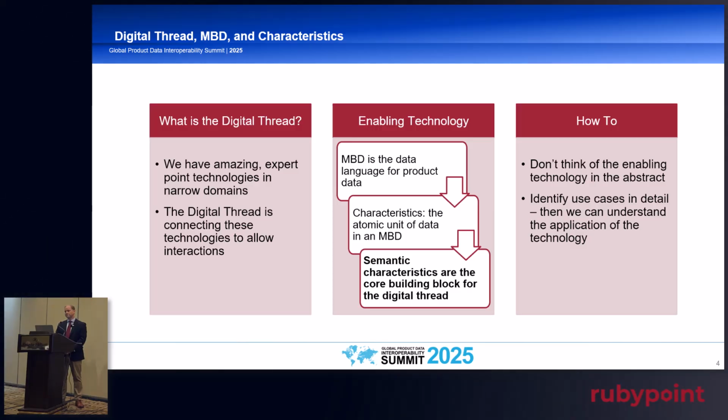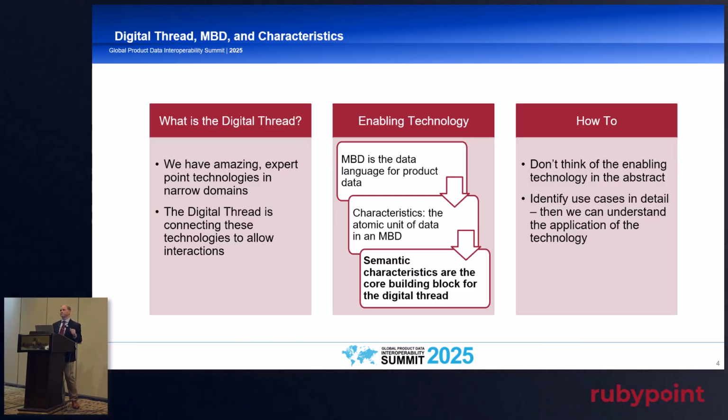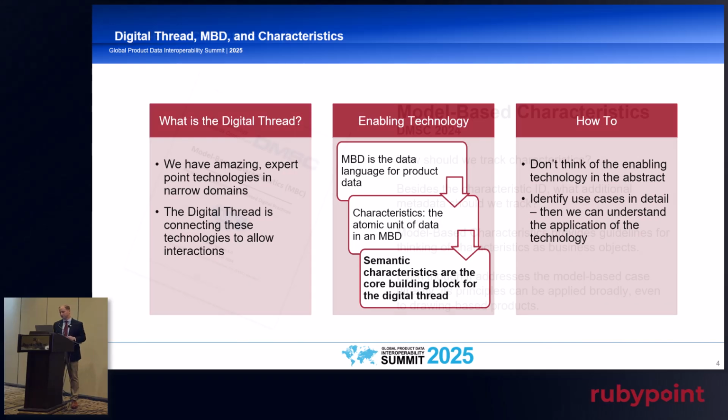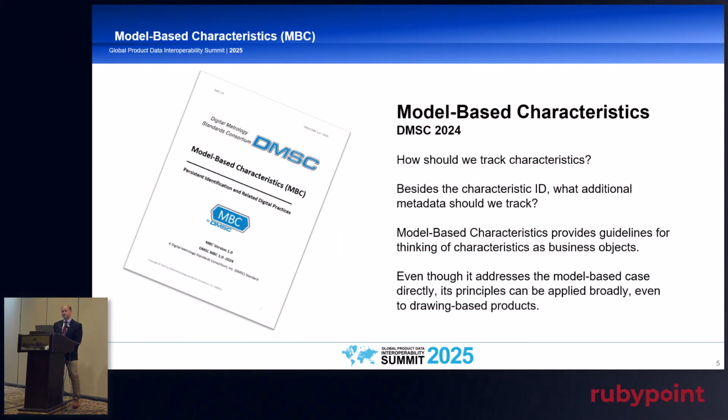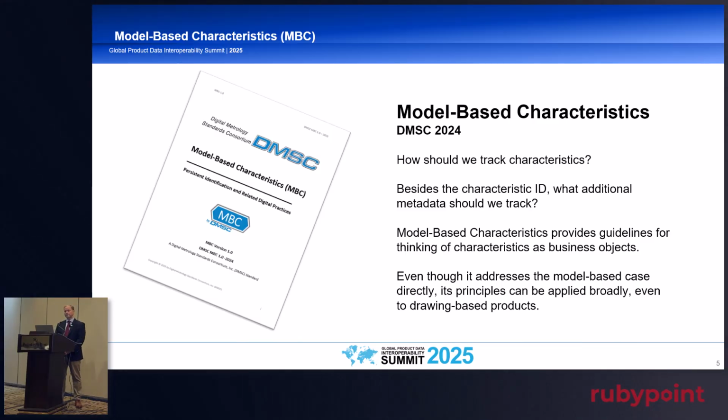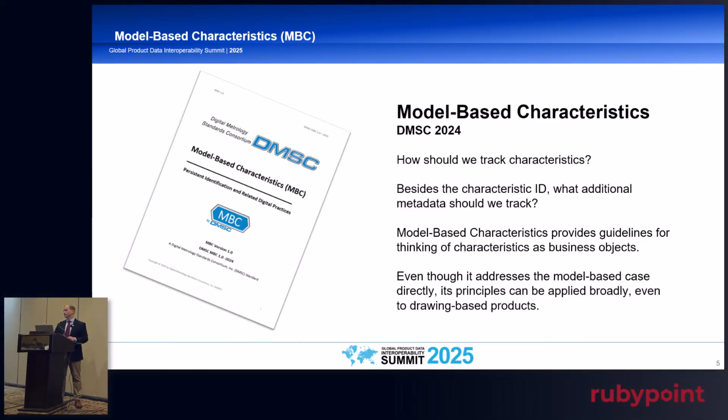So with that, I'm going to explain a little bit about model-based characteristics, a standard from the DMSC that talks, in general terms, about what a characteristic is, how you identify a characteristic, and what metadata you can attach to it. The funny thing about this standard, called model-based characteristics, is that it had the digital enterprise and model-based definition in mind. But the principles outlined in this document absolutely apply to drawings as well. It's really more about the idea of characteristics.